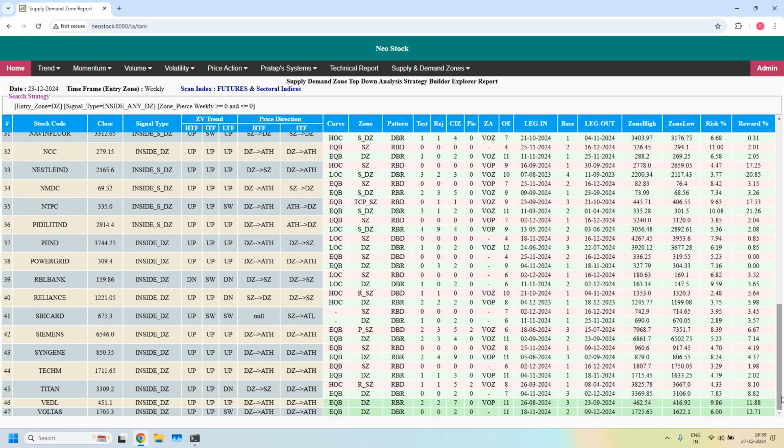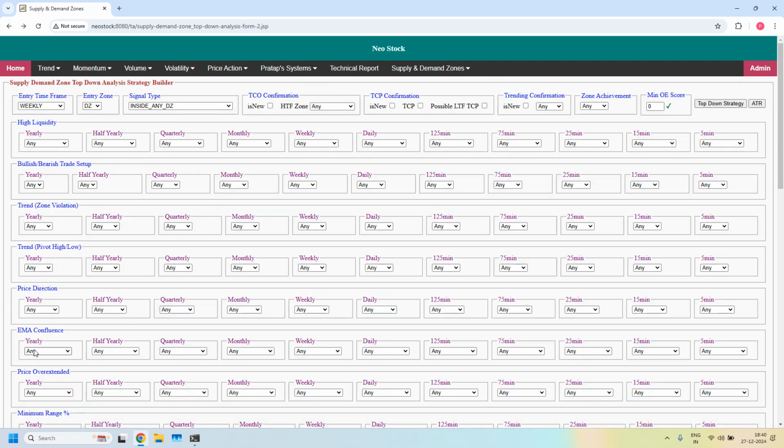So total 47 stocks are filtered. Price closed in these weekly demand zones. We can further filter this list by adding the high probability parameter EMA Confluence. Let me add that filter to these 47 stocks.